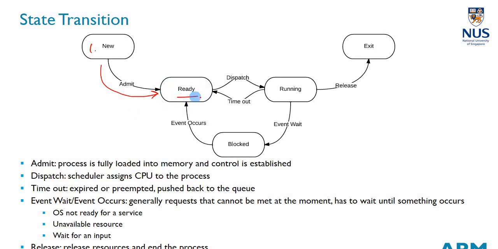So you can have task 1, task 2, task 3. You can have many tasks that are all in the ready state. And out of all of these tasks, only one of them can be selected to go to the running state. It could be task 1, it could be task 2, it could be task 3.